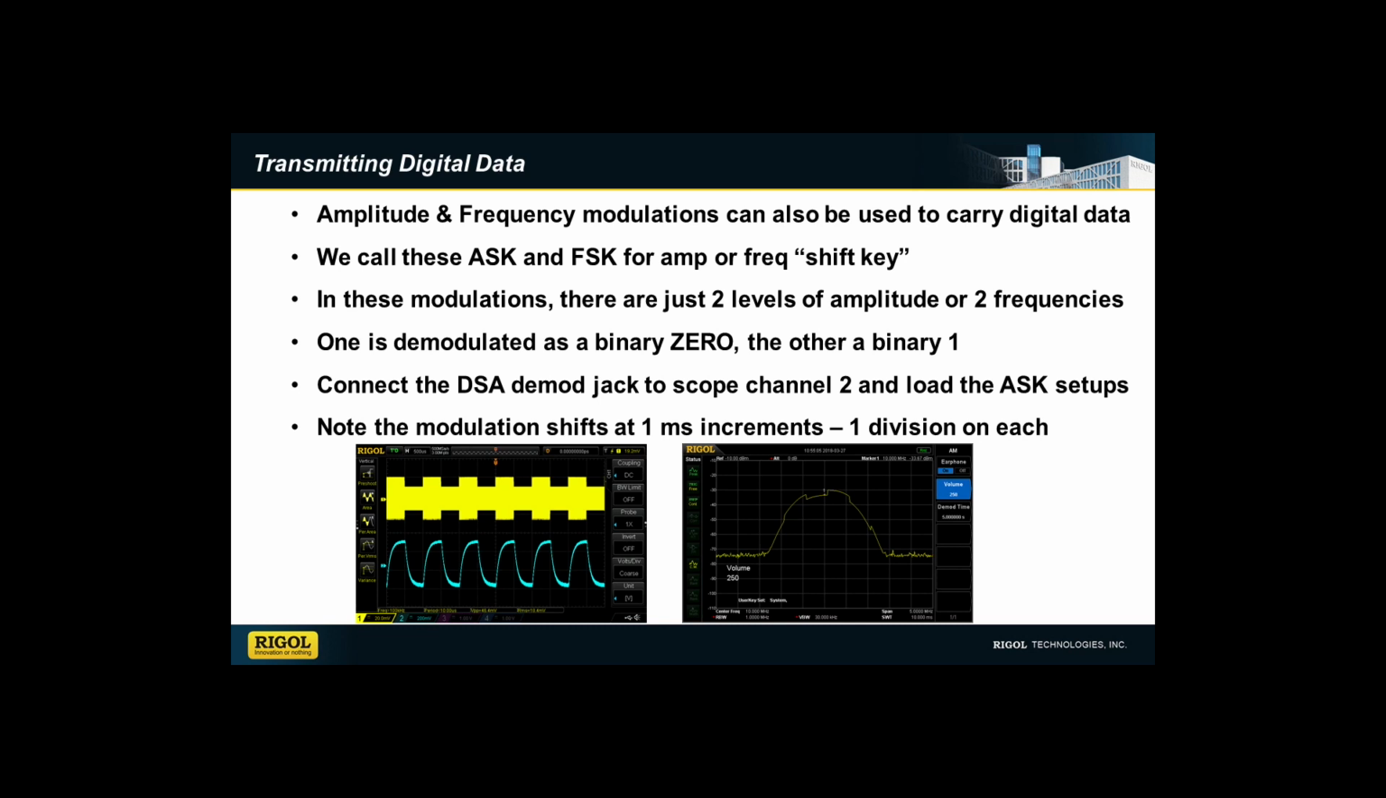together on the oscilloscope. Here's a picture of the oscilloscope with the amplitude shift key modulation, where you can clearly see the two amplitudes on the scope screen in yellow, and you can see the bit values in blue. On the spectrum analyzer, you can see how the amplitude was changing in 500 microsecond increments on the screen.